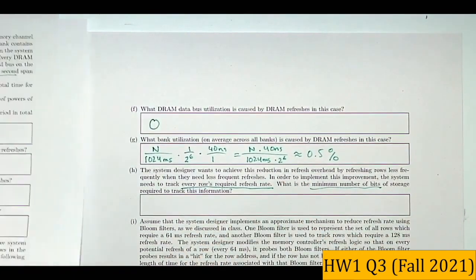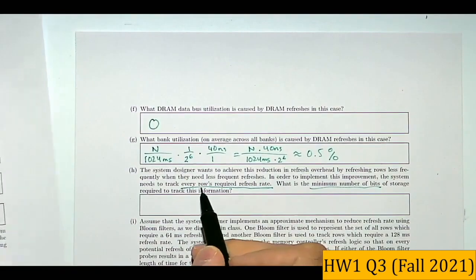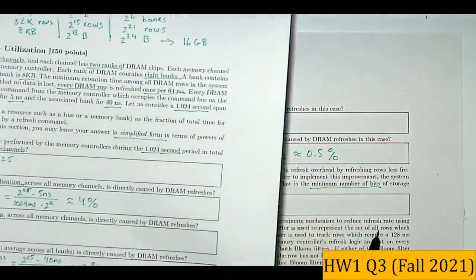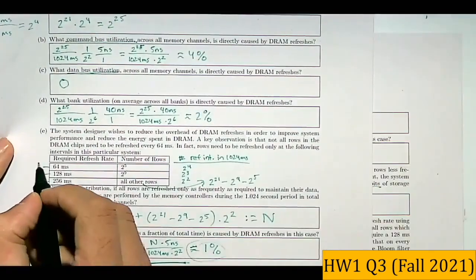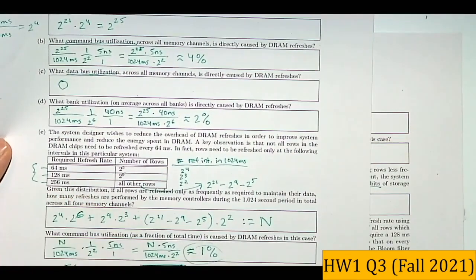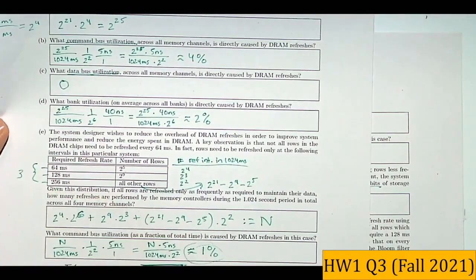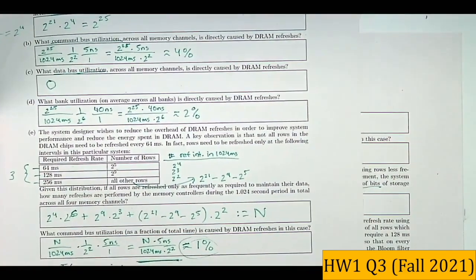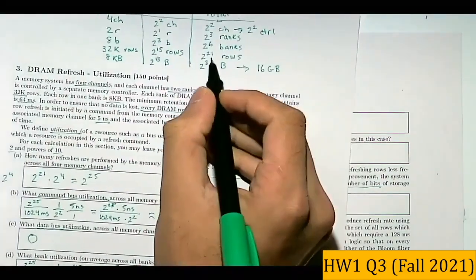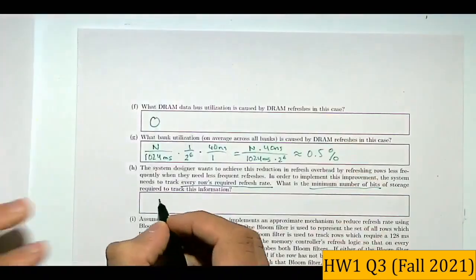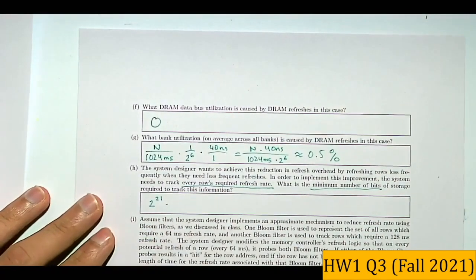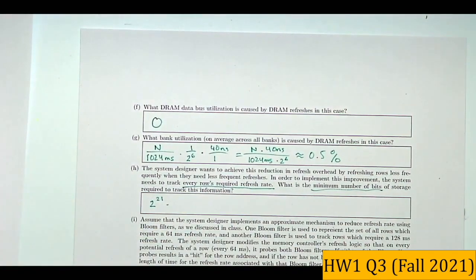So we need to track every row's required refresh rate, and here are the refresh rates we're dealing with. There are exactly 3 refresh rates, which means there are 3 different states that we need to be able to identify for each row. We know that there are 2 to the 21 rows, so we have 2 to the 21 rows times the number of bits to encode three states. And so that would be, sorry, yes?